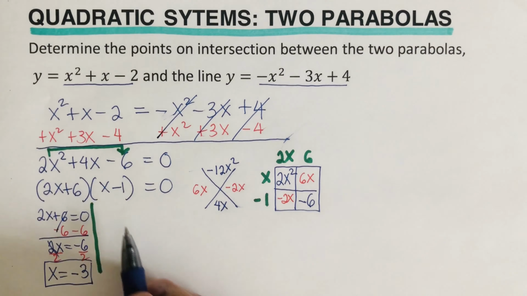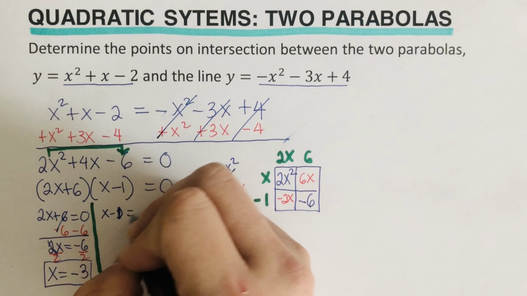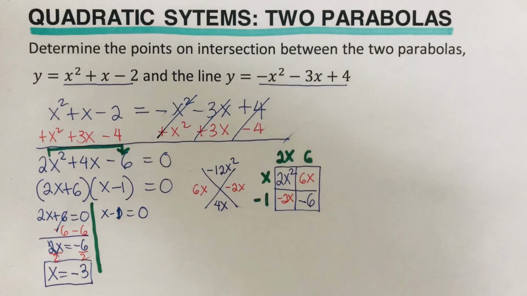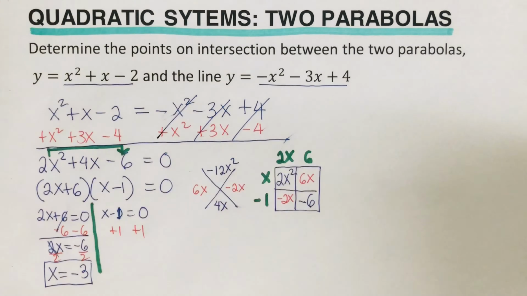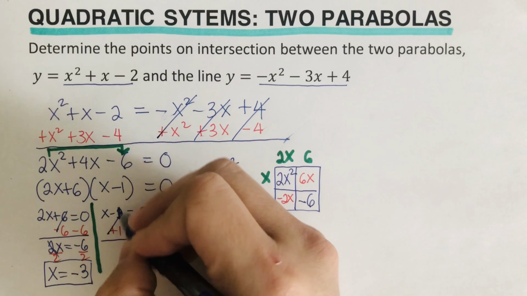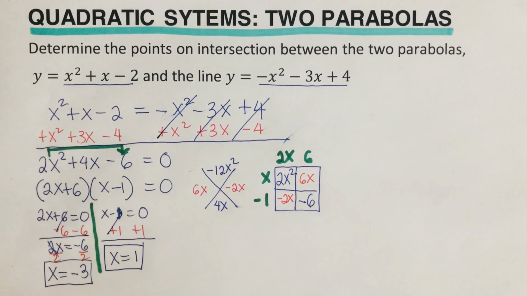To find the second x, we do the same thing. That would be x minus 1 equals 0. And so I add 1 to both sides. So this is a plus 1 and plus 1. So we're left with x is equal to 1. So these are the values of x.